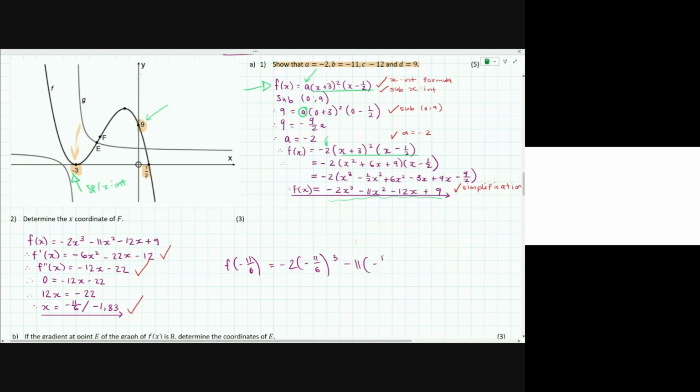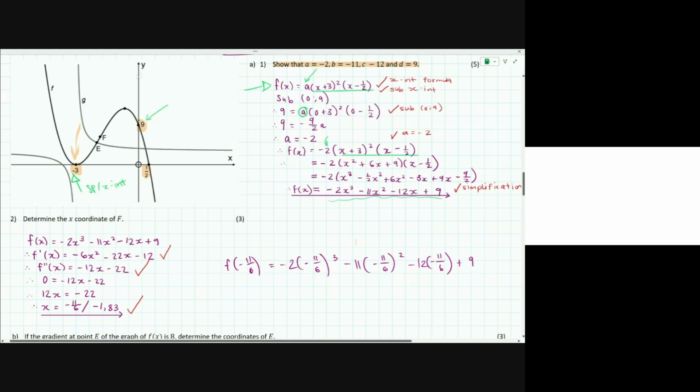Ma'am, I saw my mistake. I said negative 4x squared instead of negative 11x squared. Okay, yes. Often it's just a silly little mistake.